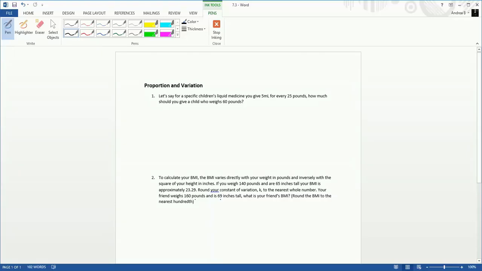Alright, this time we have proportion and variation that we're working with. So for number 1, let's say for a specific children's liquid medicine, you give 5 milliliters for every 25 pounds. How much should you give a child who weighs 60 pounds? So just like before with other math topics, there are several different ways you could do this.